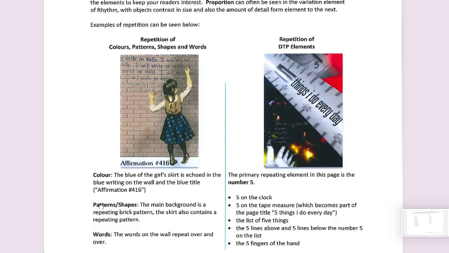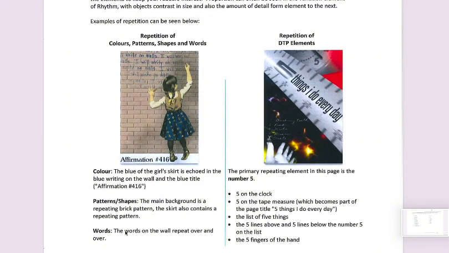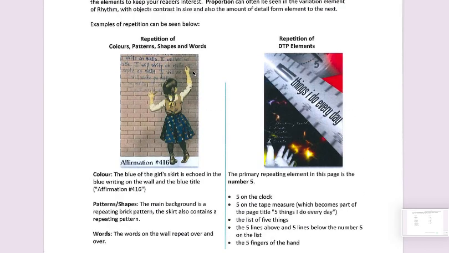We also have the repetition of patterns and shapes. The main background is a repeating brick pattern. The skirt also contains a repeating pattern. Let's look at the brick over here. The wall: the combination of bricks, repetition of bricks. Also the skirt has a pattern over it. The words on the wall repeat over and over. So this text keeps repeating, and that's a good example of repetition.